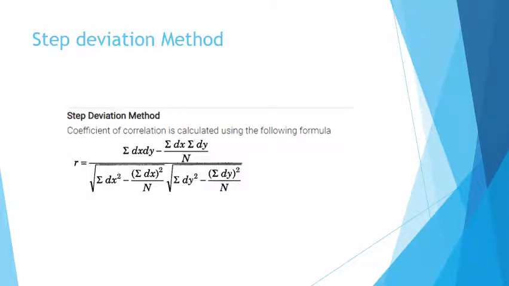Here is another formula to calculate Karl Pearson's coefficient of correlation. This is known as step deviation method. In this, one more step is taken, that is common factor is taken, and then dividing the deviation by common factor, the formula is applied to calculate coefficient of correlation.